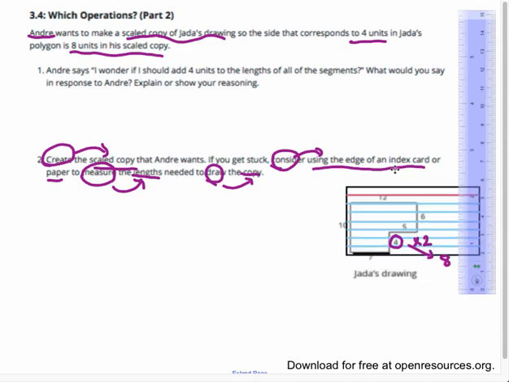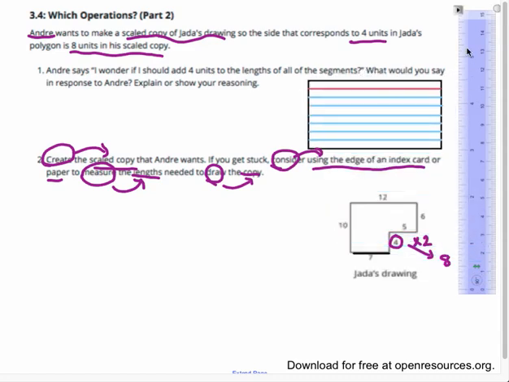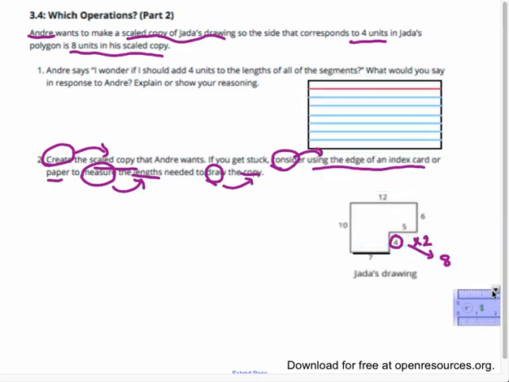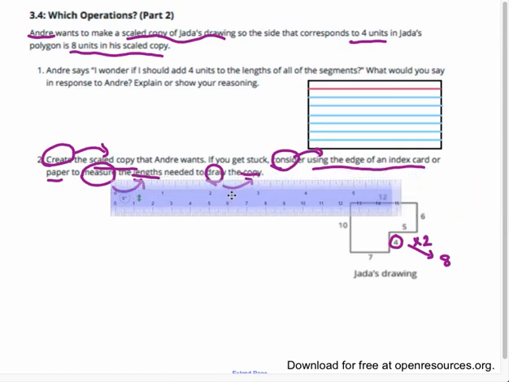To make things simpler, I'm going to use my ruler and measure the length in this drawing. Let me just get rid of this line segment. I'm going to measure the length of each of the segments and then just double them, or multiply them by 2. So this goes 3.5 centimeters. Doubling that takes me to 7 centimeters, so I'm going to draw a length of 7 centimeters.